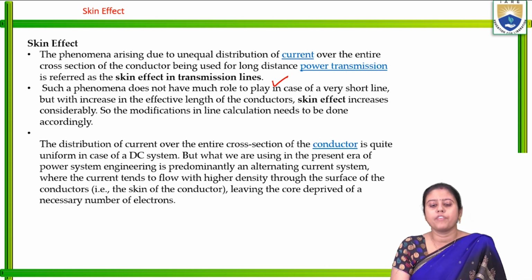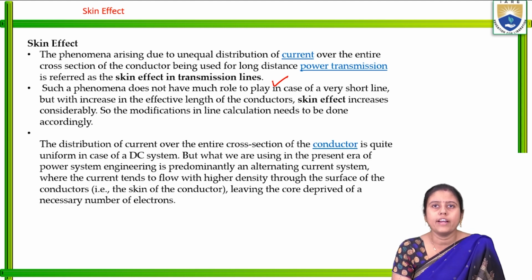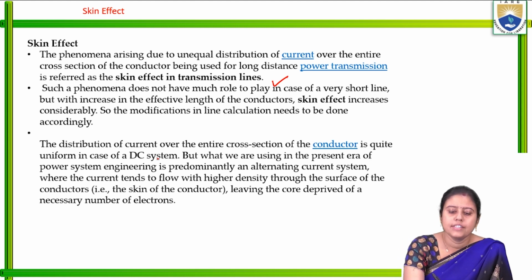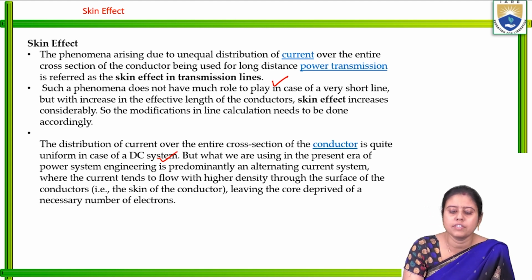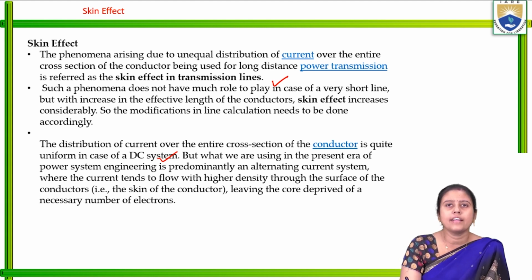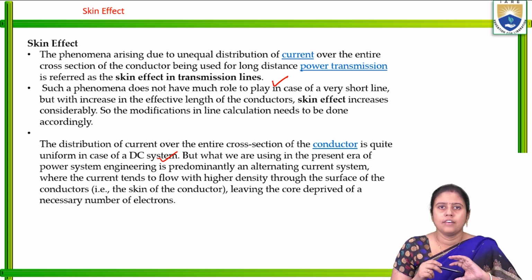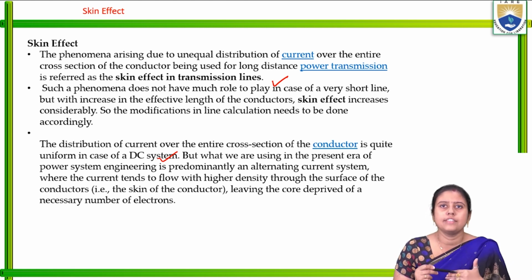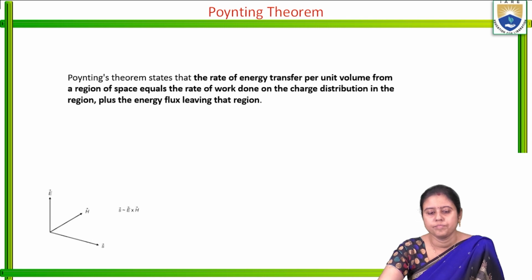The distribution of current over the entire cross section of the conductor is quite uniform in the case of a DC system, but the present era of power system engineering is predominantly an alternating current system, and here the AC current will increase the skin effect, meaning the resistance or impedance of the conductor increases, and this is called the skin effect.